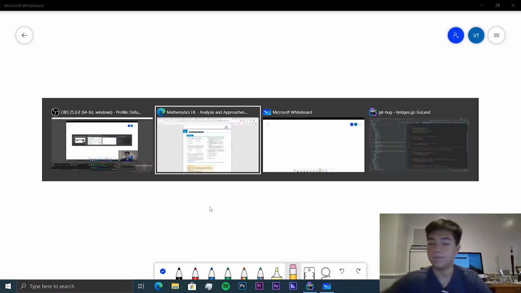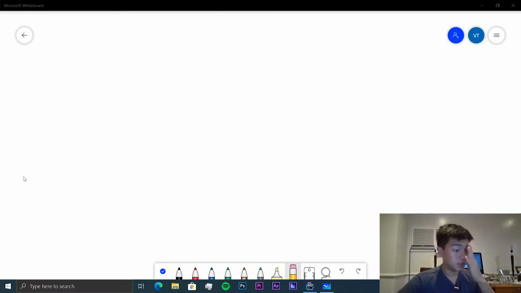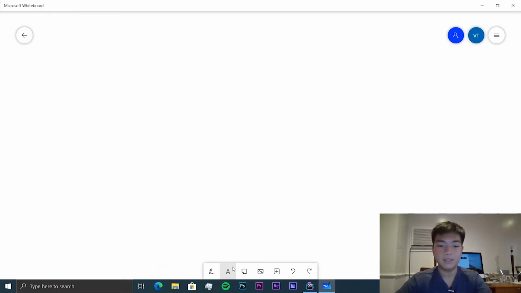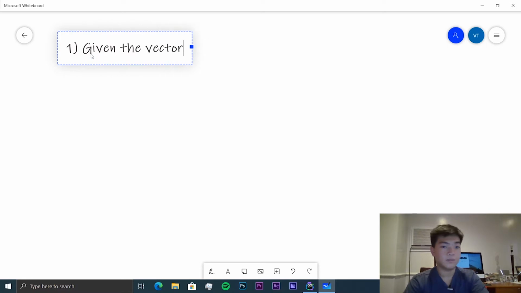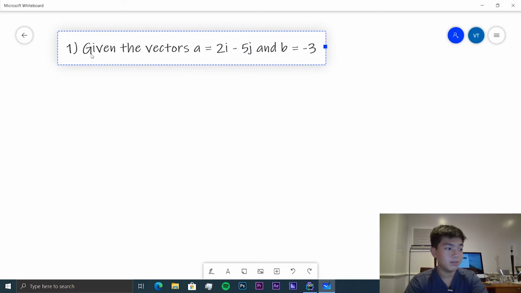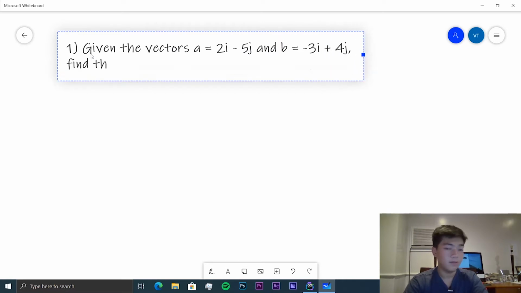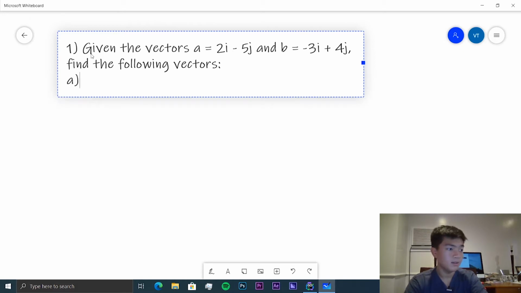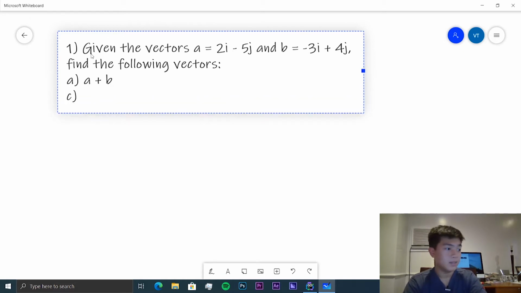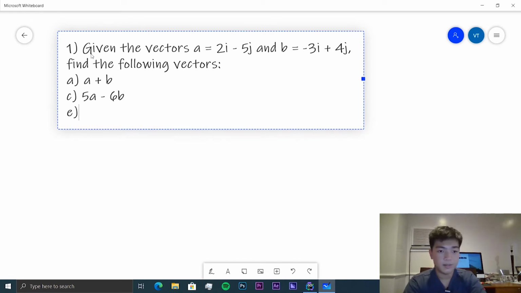Sorry about that. So next, we need to do some questions. I'll do the odd ones. We need to first, given the vectors a is equal to 2i minus 5j, and b is equal to negative 3i plus 4j, find the following vectors. First, a plus b, third, 5a minus 6b, and next, 3 over 5 a plus 3 over 4 b.